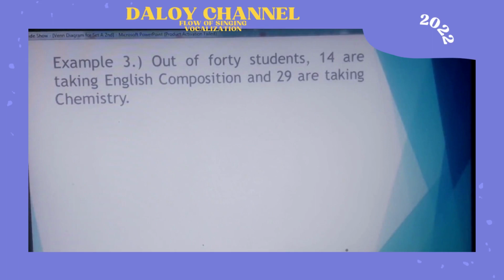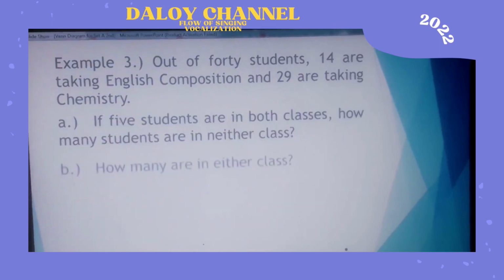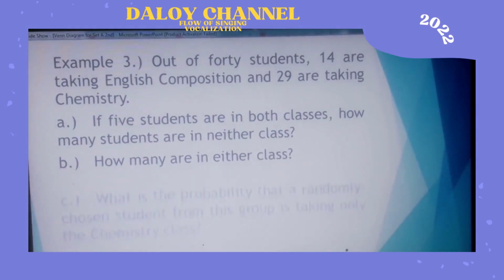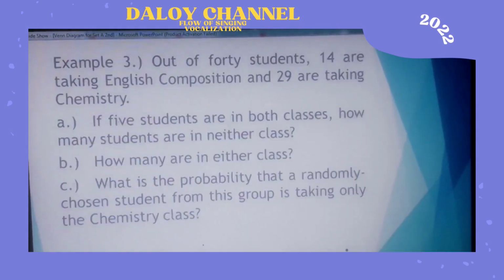Okay, considering this example: out of 40 students, 14 are taking English composition and 29 are taking chemistry. So how would you put this into an interpretation? We are required first to address the requirements A, B, and C.